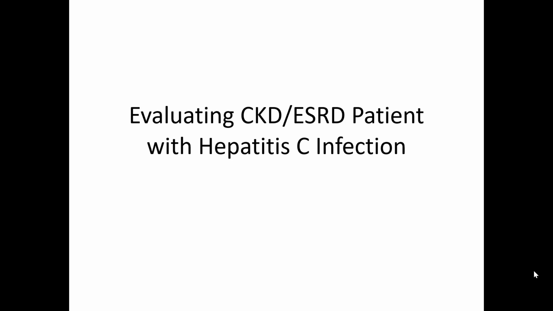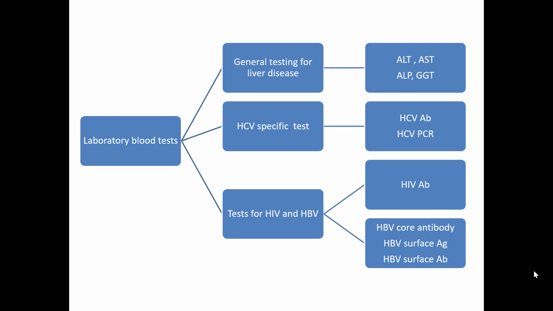Regarding evaluation of CKD and end-stage renal disease patients with hepatitis C infection, the laboratory blood tests include a general test for liver disease, an HCV specific test, and tests for HIV and hepatitis B. The general test for liver disease includes the liver enzymes ALT and AST, also alkaline phosphatase and gamma glutamyl transferase. The HCV specific test includes the hepatitis C virus antibody, and if the result is positive, an HCV PCR test is a must.